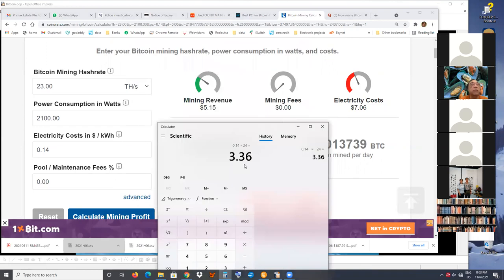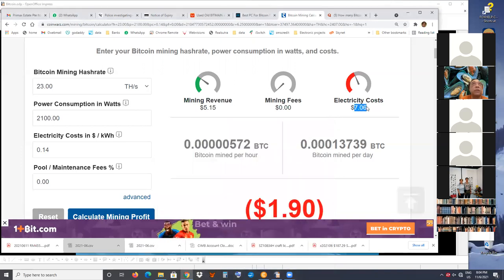Is $3, but here the electricity cost, they put it as $7. We also don't know how they do it. Oh, wrong. Times 2.1. Okay, correct. So roughly. So the 24 hours, one day, your electricity cost is $7. Your return is $5. So if you want to earn Bitcoin, yeah, you can earn Bitcoin, but you got to pay the electricity.